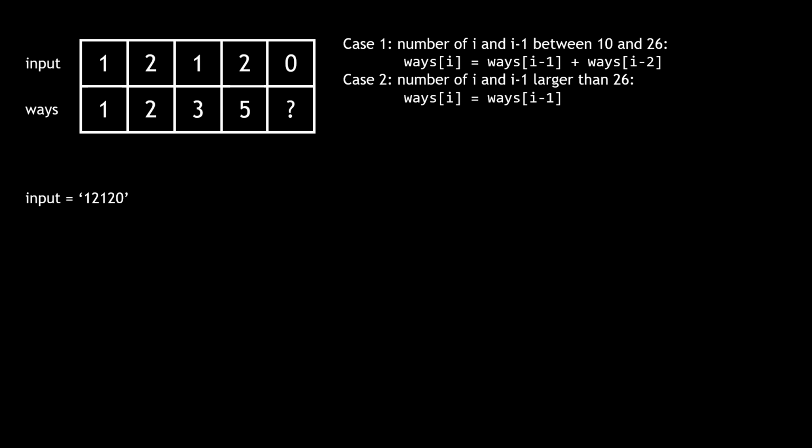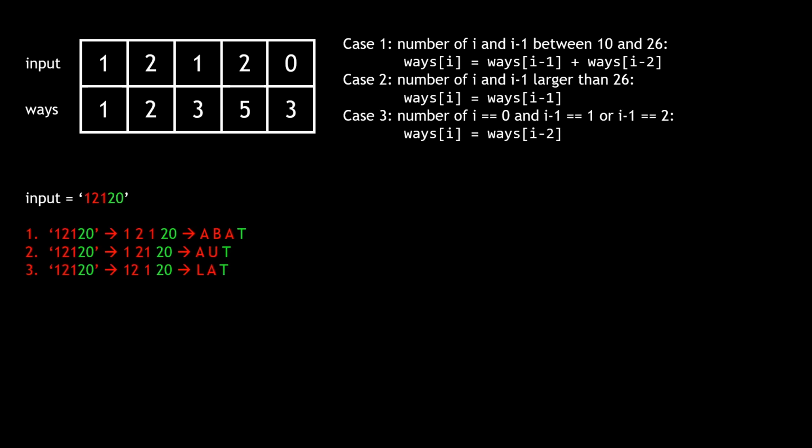We can divide up the 0 cases into 2 distinct cases. The first is that we can use a 0 to either form a 20 or a 10. If that's the case, then our subproblem is just I minus 2, because we're essentially adding a 20 or a 10 to all the ways we can decode the I minus 2 encoding.